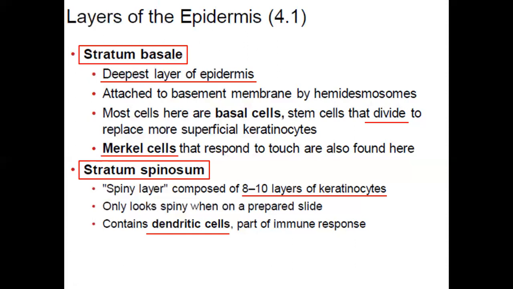All epithelial tissue, if you remember, is anchored to the tissue below it. In this instance, the tissue below the epidermis is the dermis, by way of a basement membrane. So the basement membrane is what anchors epithelial tissue in place. It keeps it stuck to the tissue underneath it. Most cells here are basal cells, meaning that they're stem cells that can divide, and as they divide, they replace the layers superficial to them.